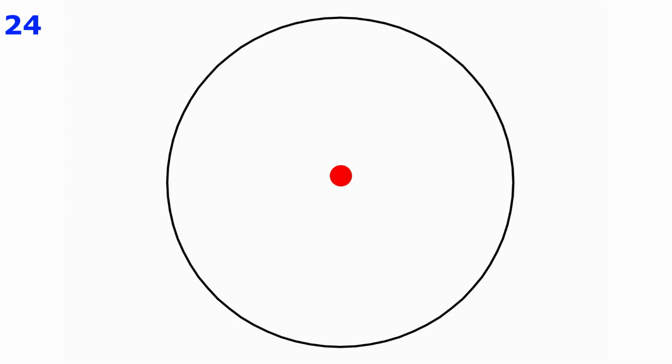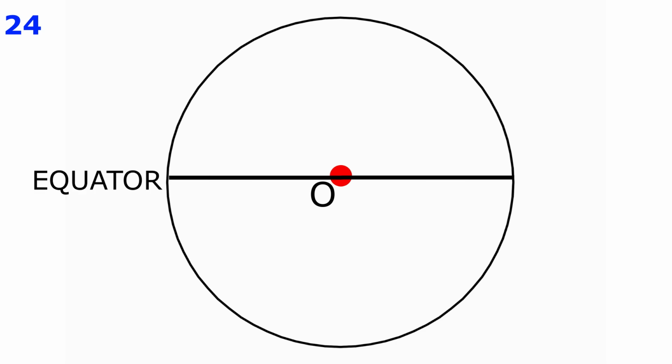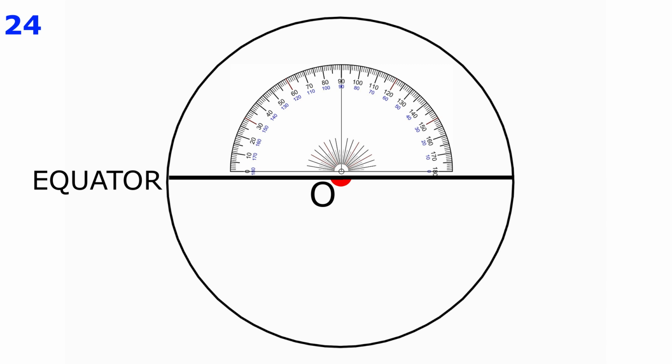Now, experiment. Draw the 23.5 degree north parallel of latitude. Friend, using a compass, draw a circle of radius 3 cm. Then mark the center O. Draw a horizontal line through the center O. Measure the angle of 23.5 above the horizontal line, equator here, and mark it. Join it to the center O.